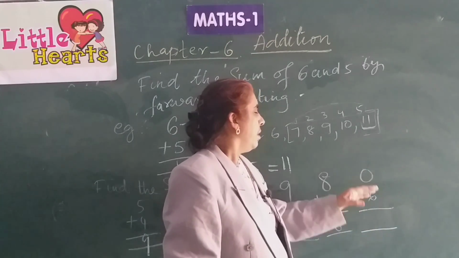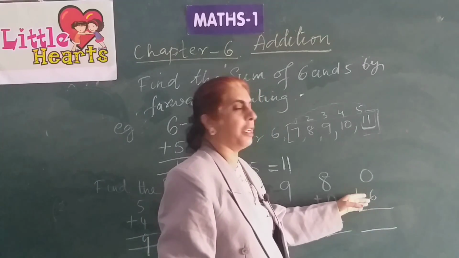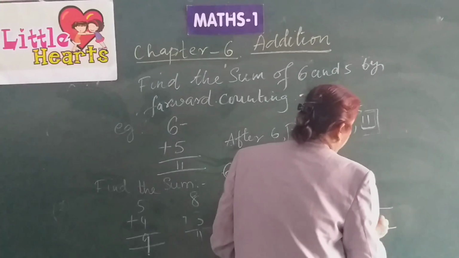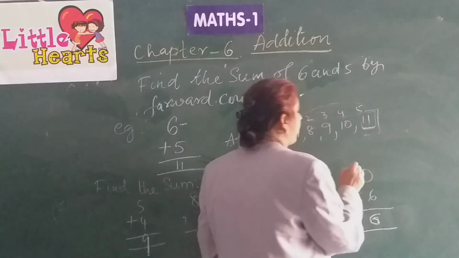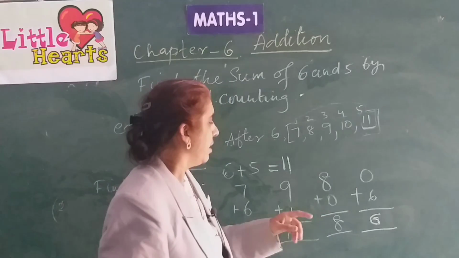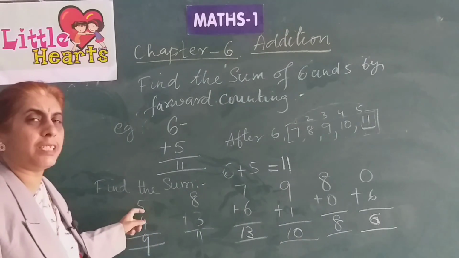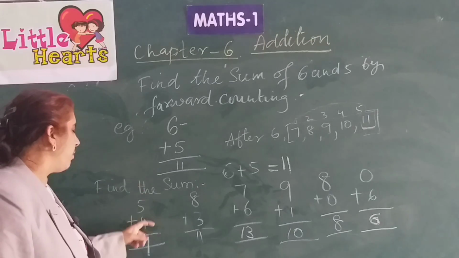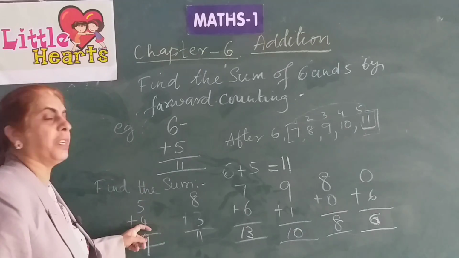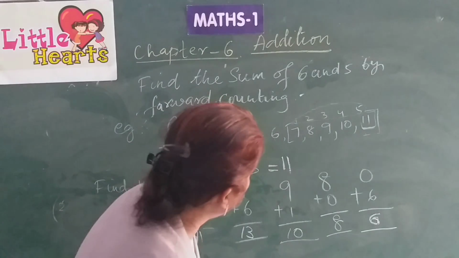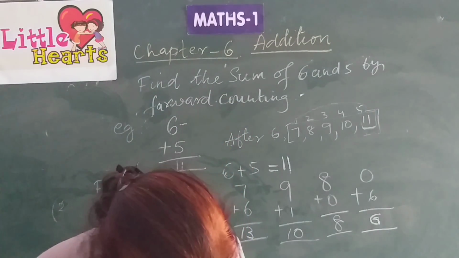0 plus 6. So, nothing is added to 6. So, 6 remains as the sum. 0 plus 6 is 6. So, in this way, by counting forward, taking the first number in mind, you can count after the first number of number given. In this way, you can add 2 numbers easily.